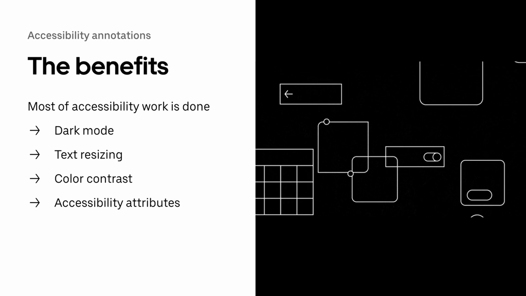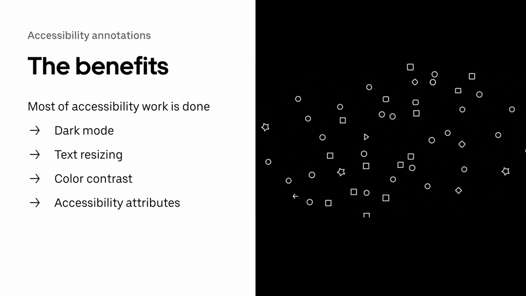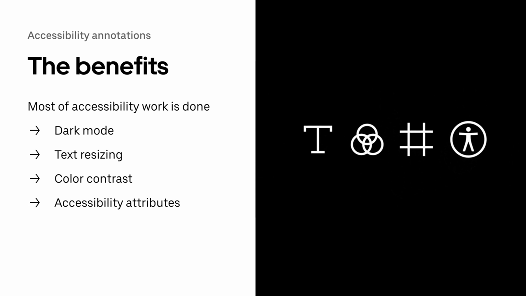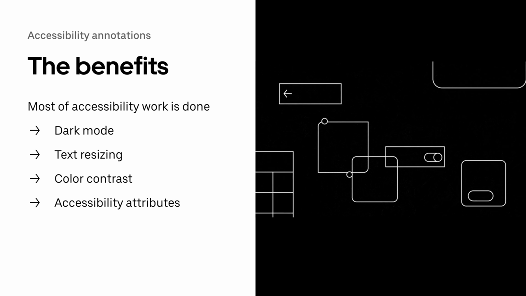One of the reasons is testing. When an engineer is testing for a component, if the design they're going off has clear accessibility annotations, it'll make it much easier for them to make sure that everything is working as expected rather than assuming that things are working properly.